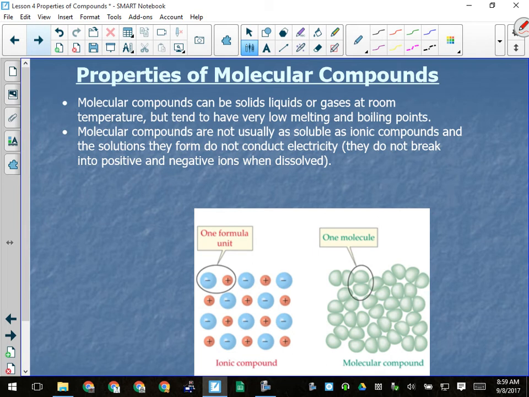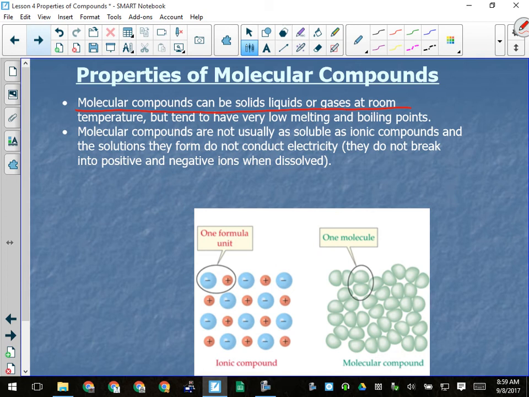Other thing here, guys. Sorry, we should underline that. They can be solids, liquids, or gases at room temperature. So like we said, if something is definitely a liquid, and there are two liquids that are unknowns in your lab, then they're definitely not ionic compounds.